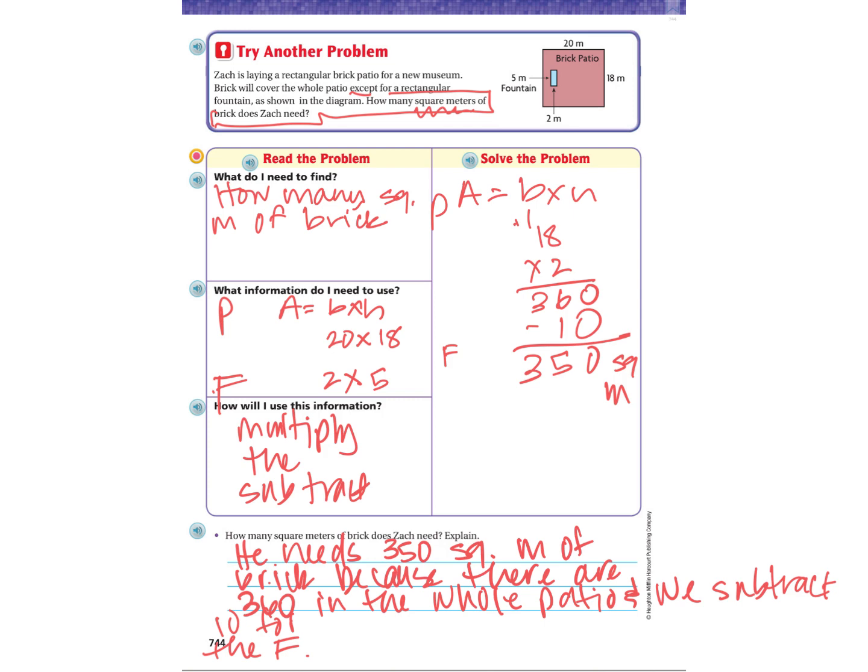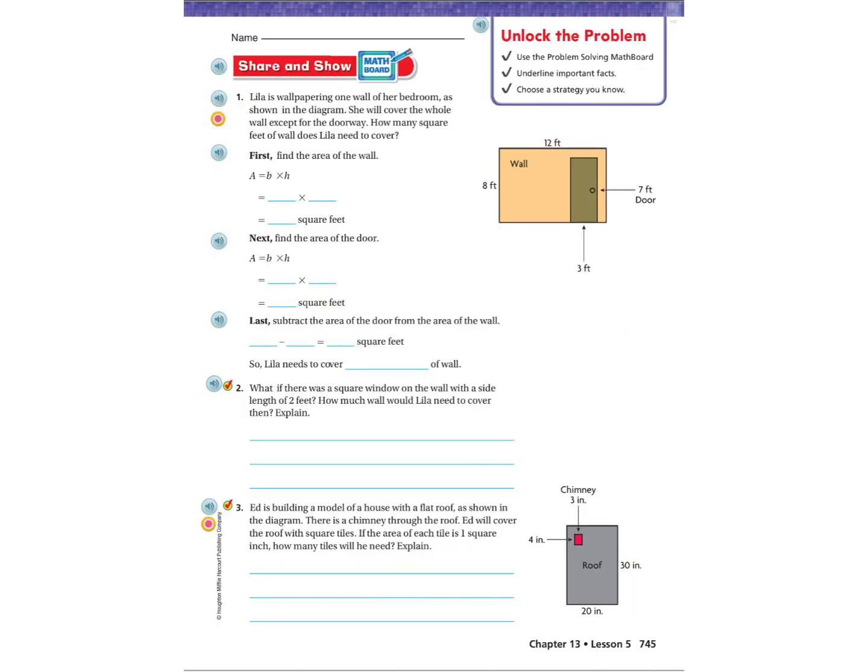Okay. All right. If it says explain, should you explain? Yep. Okay, very good. Give you 5 more seconds to write that. 4, 3, 2, 1. Okay, let's go ahead and turn to the other page.